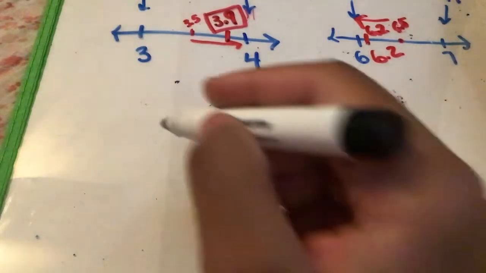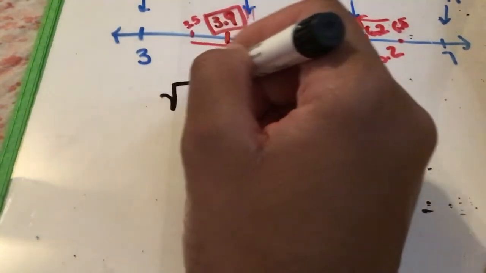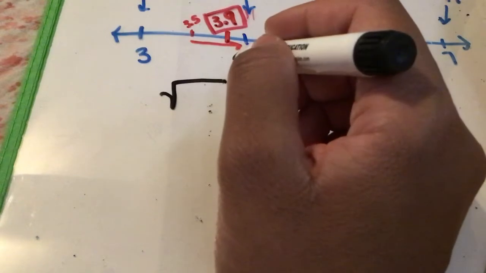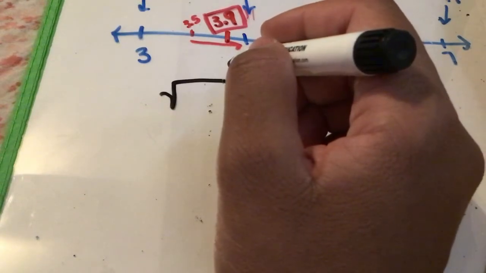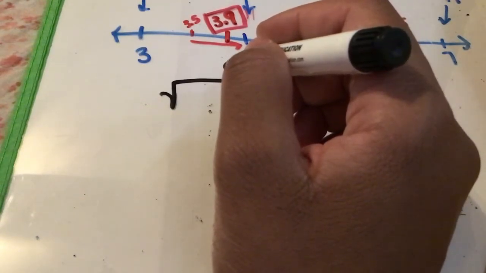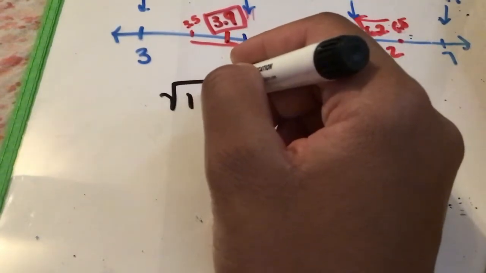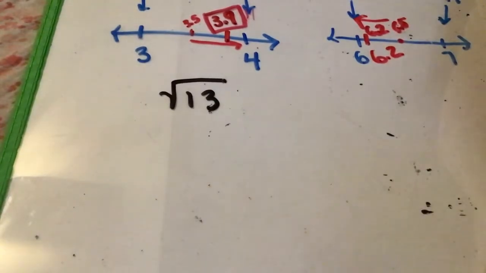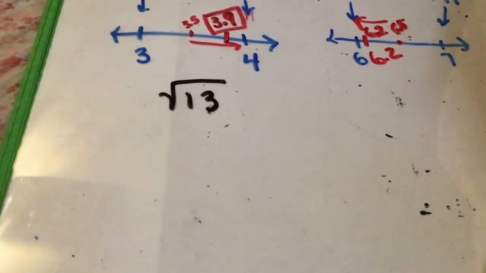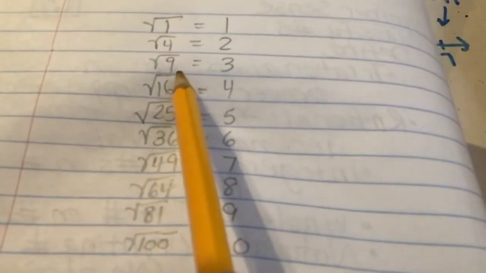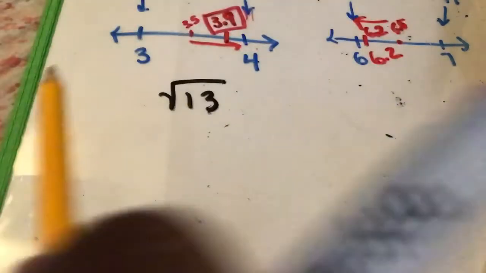So I'm going to say the square root of 13. Square root of 13. 13 is going to be, where are we at? 13 right there. In between 9 and 16, which means it's somewhere in between 3 and 4.